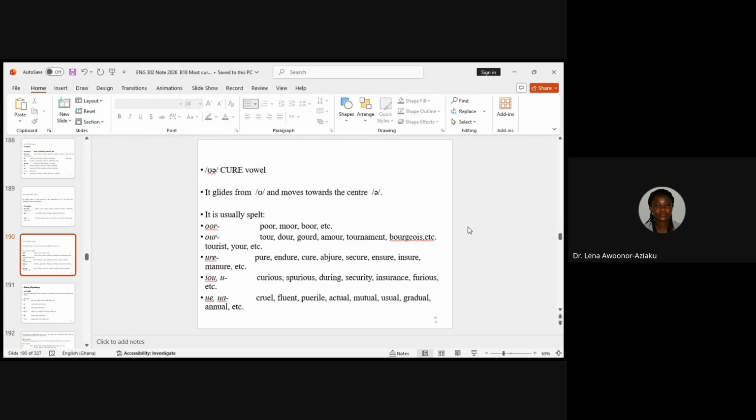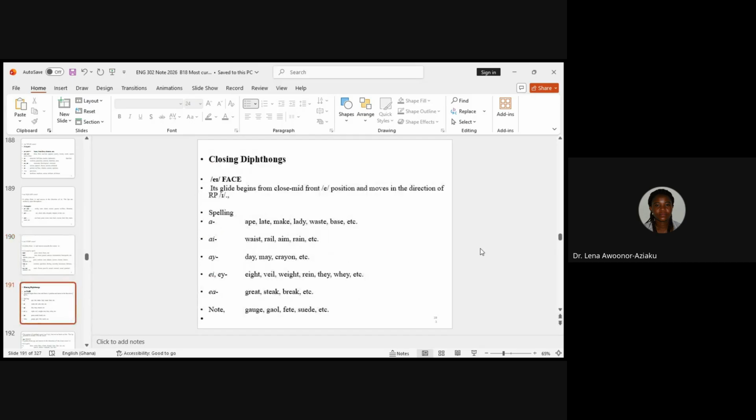Then we have the oo, as in pure, poor, the poor man. It's a poor man, but you hear poor. If you say poor, you are monophthongizing, and it is one of the things that we do, bourgeois. Normally we monophthongize diphthongs.